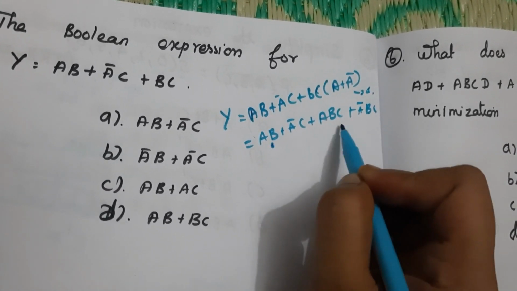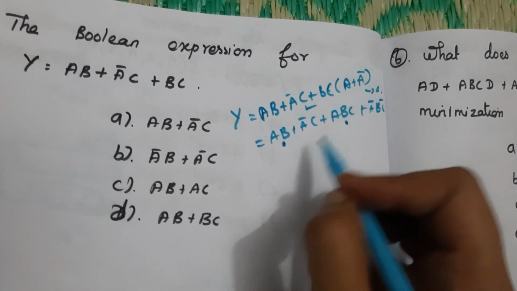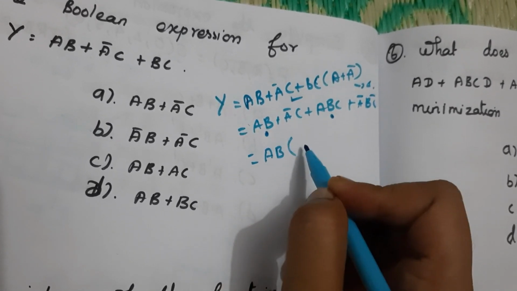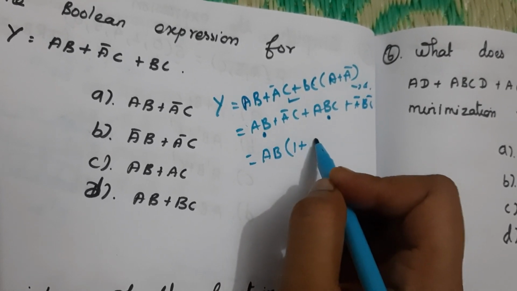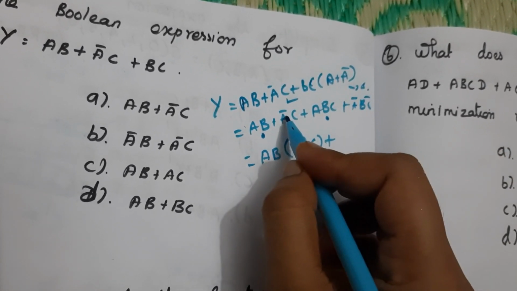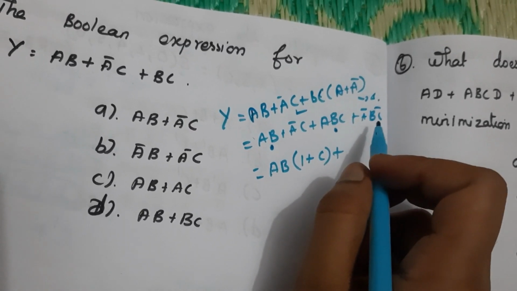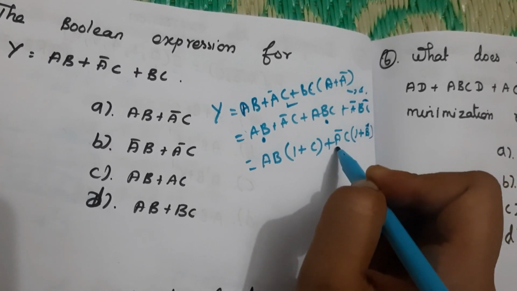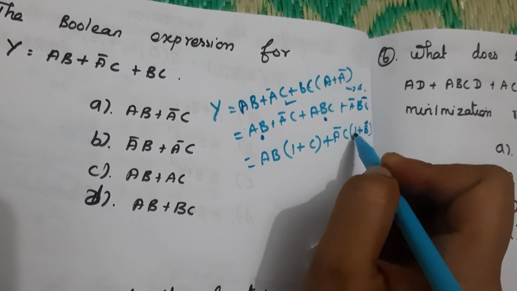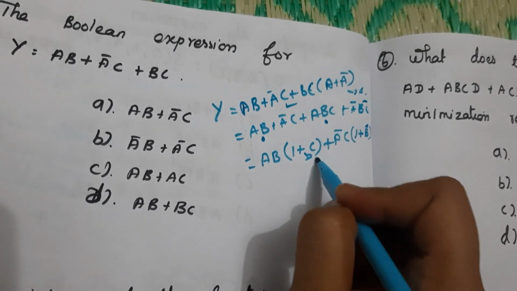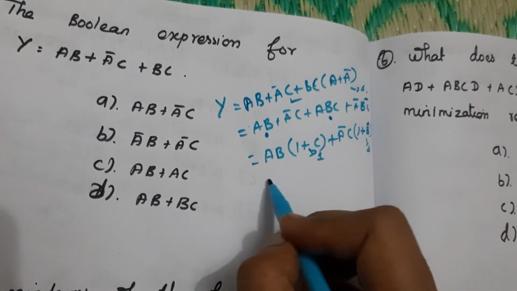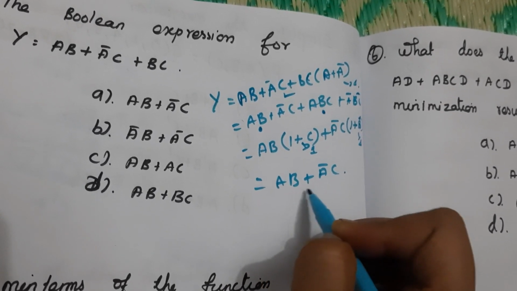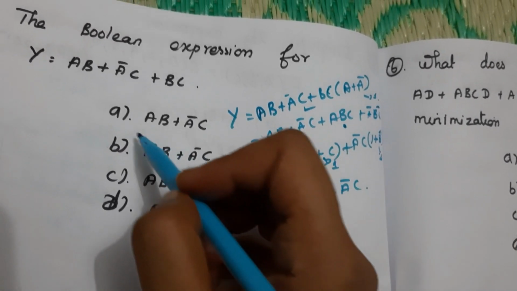Now consider these terms. We can take a common term: AB is the common term. Taking it out, it becomes 1 plus C. And here A bar C is the common term, with this A bar BC. So we will get A bar C into 1 plus B. So these values become 1, and we will get AB plus A bar C. So here the answer is AB plus A bar C. Answer is A.